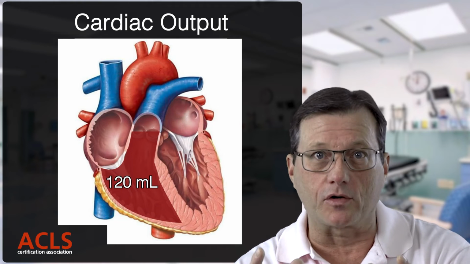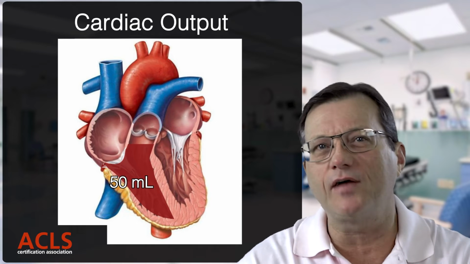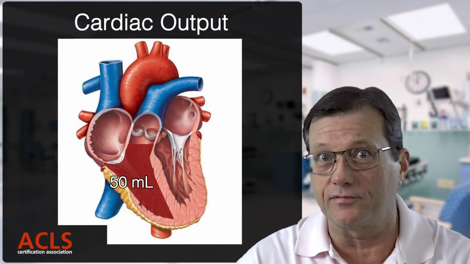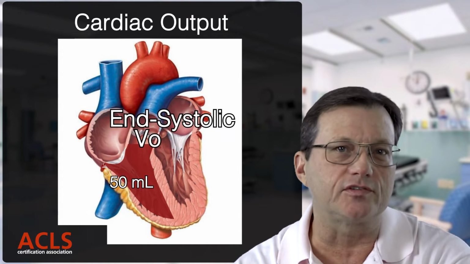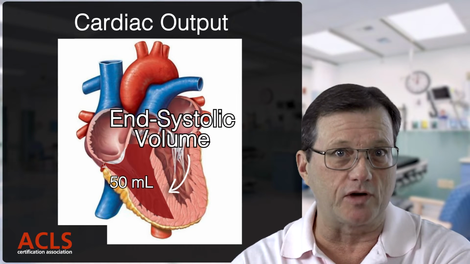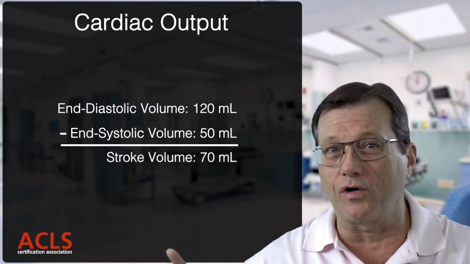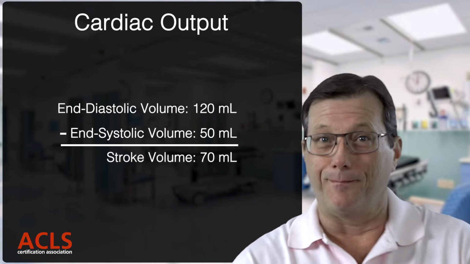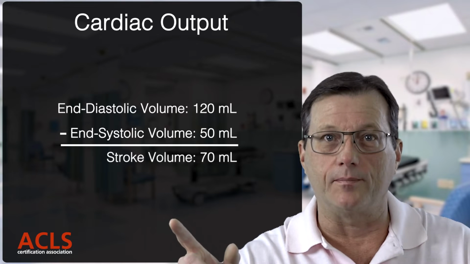Then systole occurs, the ventricles contract, and kicks out that stroke volume of 70 mLs, which leaves us 50 mL still left in the ventricular chamber. We call that volume the end-systolic volume. That's the amount of blood that was left in the ventricular chamber at the end of systole. So now we can see that stroke volume is end-diastolic volume minus the end-systolic volume.